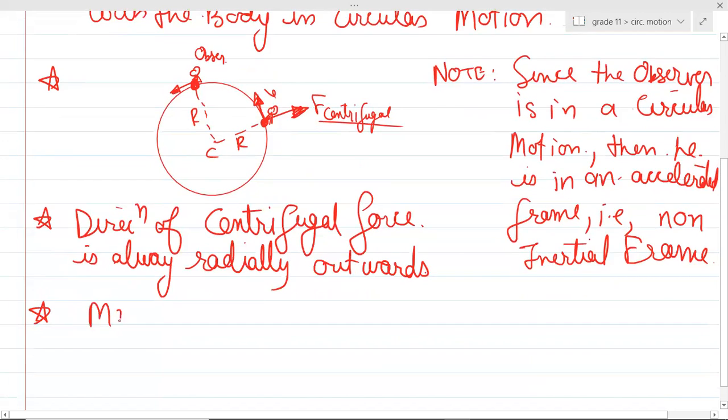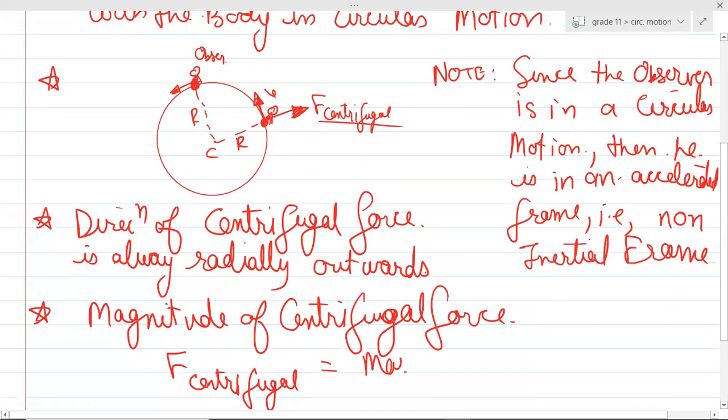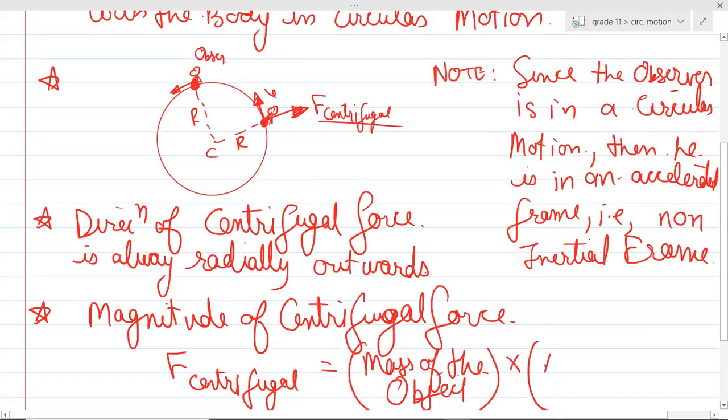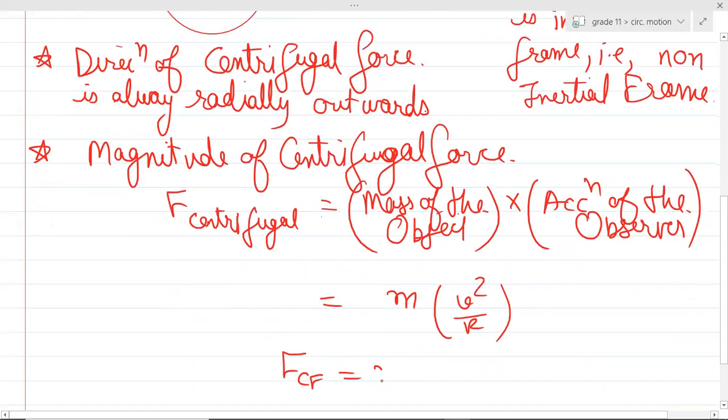and the magnitude of centrifugal force is the mass of the object multiplied by the acceleration of the observer. Was this your pseudo force, guys? Every time, mass of the object multiplied by the acceleration of the observer. Since the observer was along the same circular path, if I say the mass of the object is m, then the acceleration of the observer is v square by r. So can you see over here? Centrifugal force is also mv square by r. Is this clear?